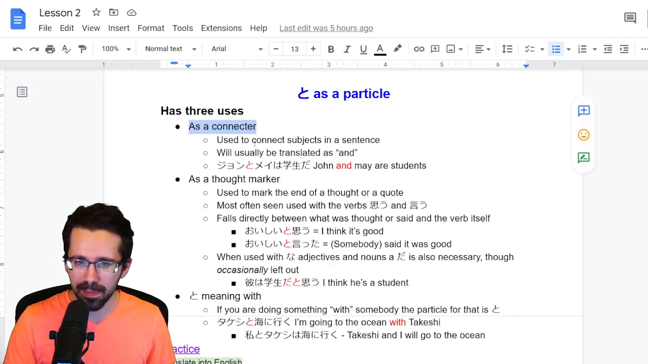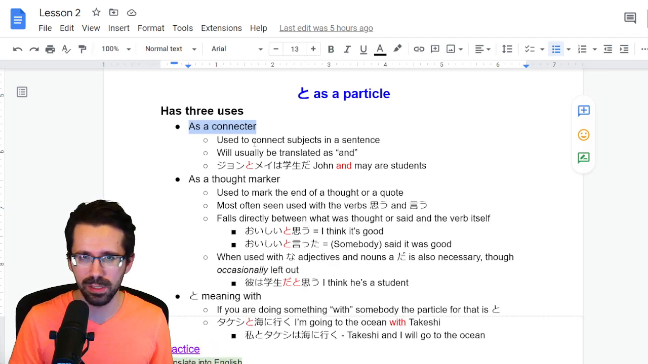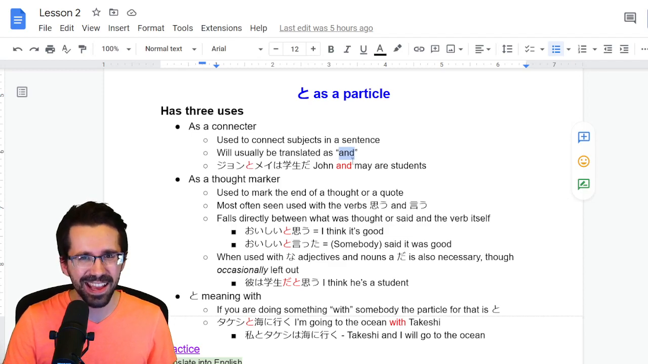When I say that, I mean that we're going to be connecting subjects. It can be 2 or 3 or more using this particle to. It's almost always going to be translated as "and" when used in this way. In our example, we have John to Mei wa gakusei da. That's going to be John and Mei are students. So John and Mei, just names in this case.